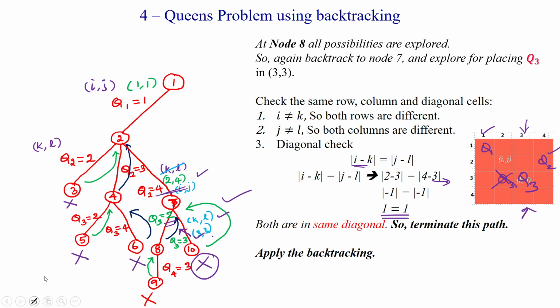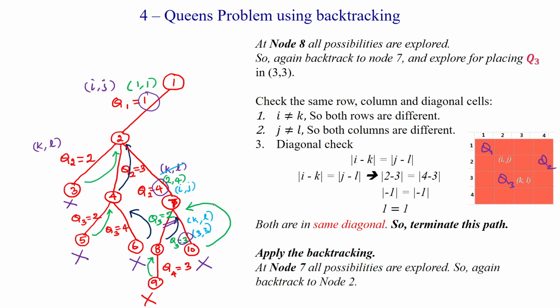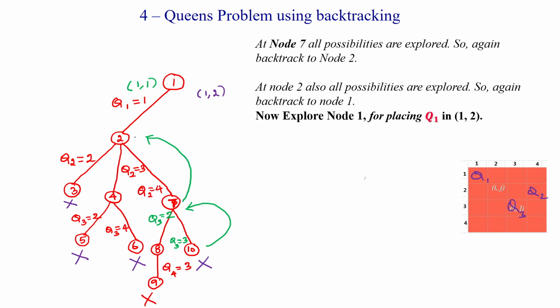In node number 7, is there any other option? Options are over. Look at that: the first column is selected, the fourth column is already completed, and the second column is already checked and the third column is also checked. So options are over. Again apply backtracking, going back to node number 2. As of now, queen number 2 and queen number 3 are removed. Only queen 1 remains in column 1.